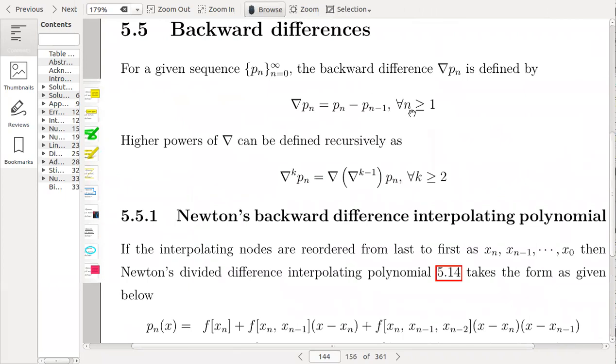So that is the backward differences and the backward difference Newton's interpolating polynomial, and how it can be constructed and used to solve problems of interpolation.